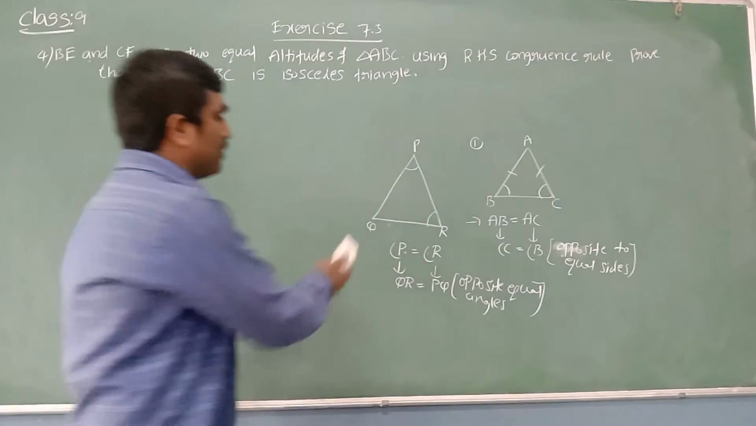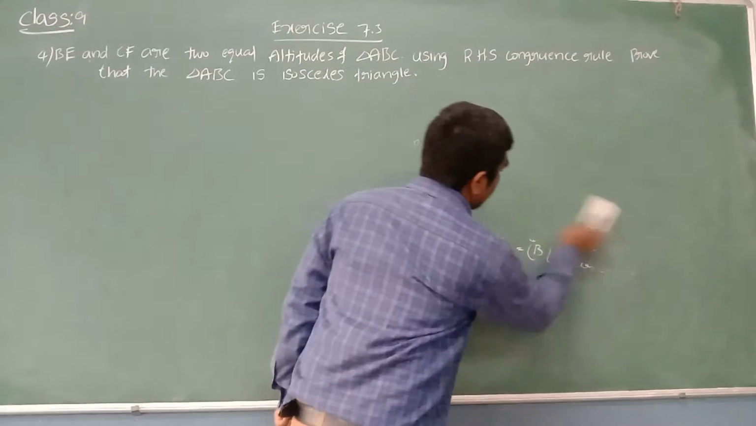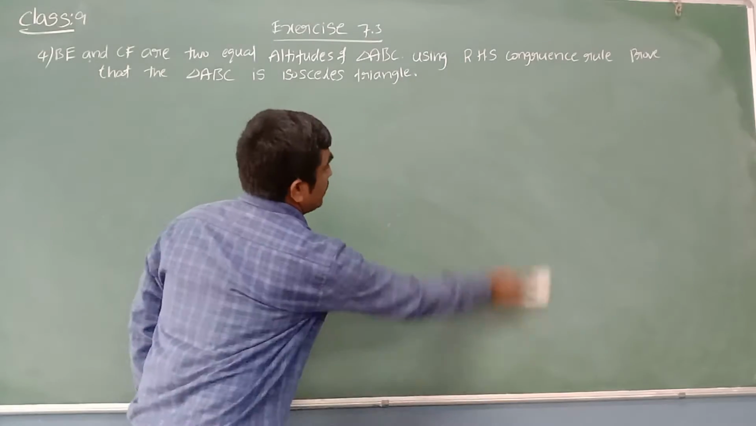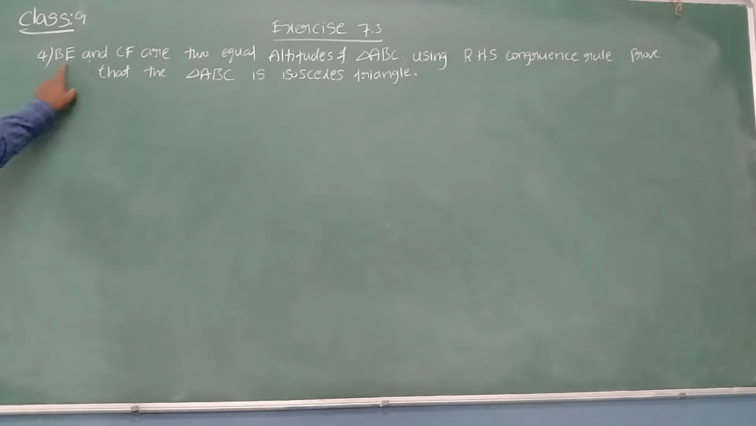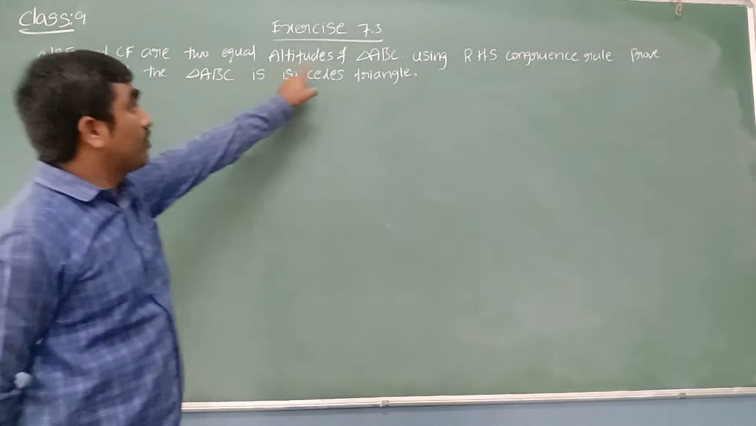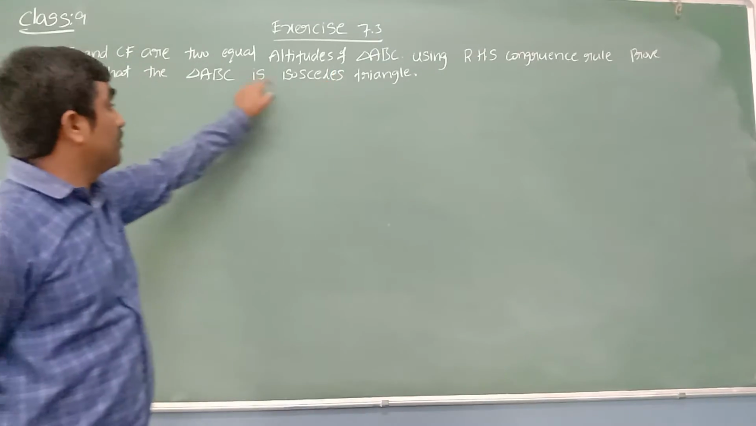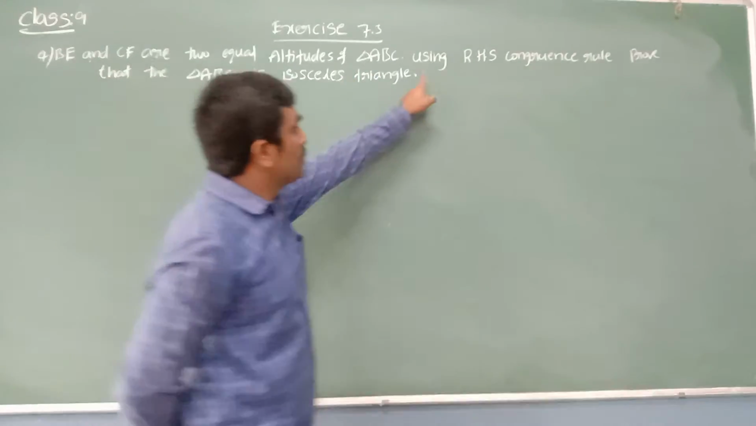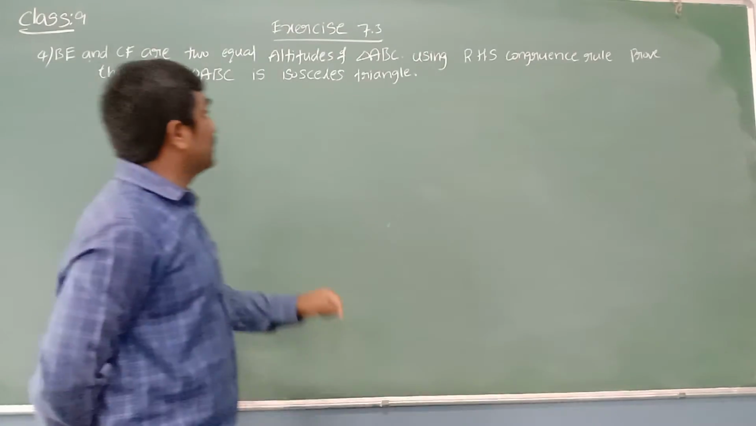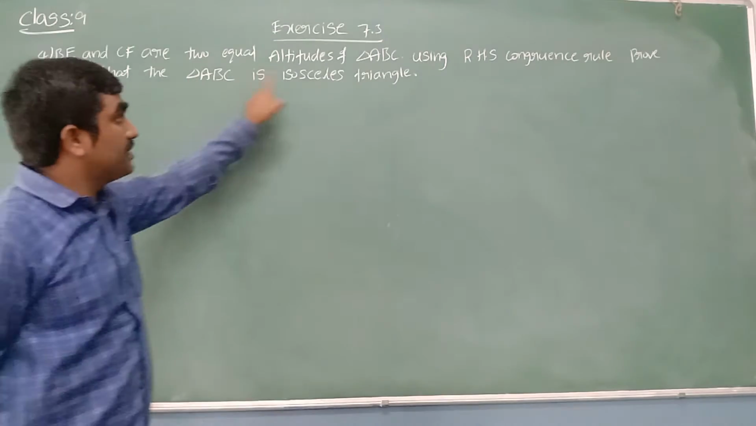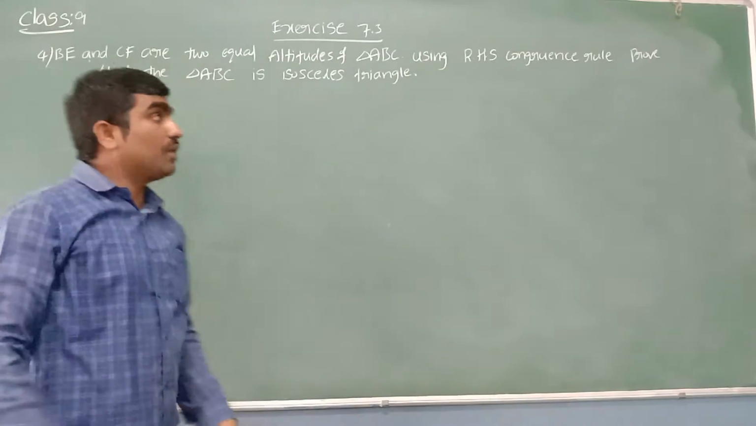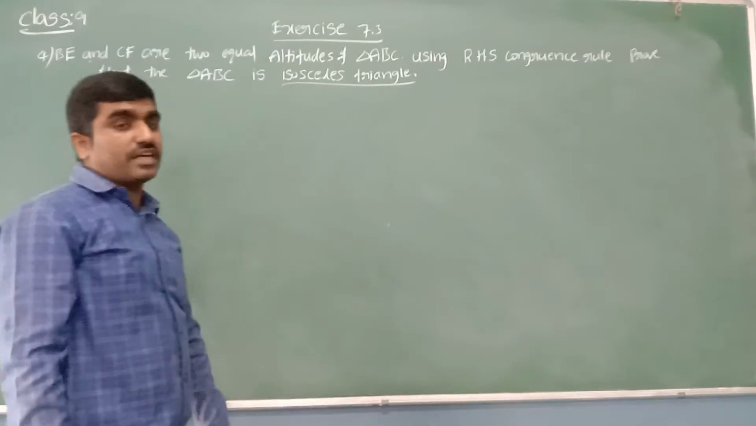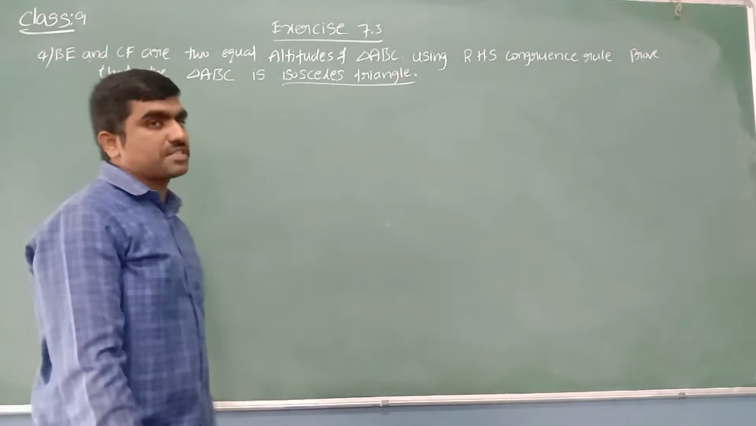Now let's see one example based on this concept. BE and CF are two equal altitudes, perpendiculars which are equal to each other in triangle ABC. Using RHS congruency rule, prove that the triangle ABC is an isosceles triangle. Now tell me, when can we say it is an isosceles triangle? When two sides are equal, it is called an isosceles triangle.